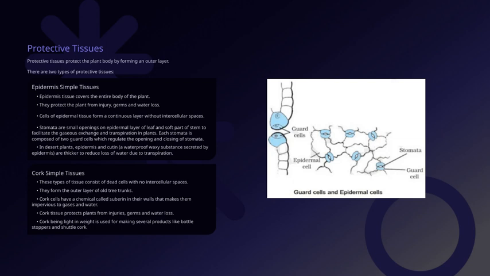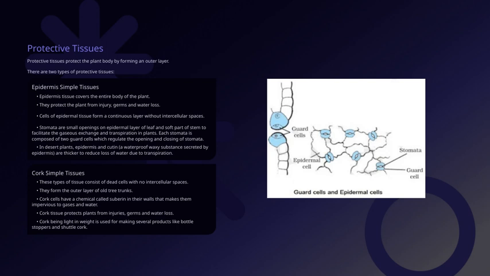The cells in the epidermis form a continuous layer without any intercellular spaces, which helps maintain that protective barrier. You'll also notice tiny openings on the epidermis called stomata. These are small pores found on the leaf surface and the soft parts of stems. Their main function is to facilitate gas exchange and transpiration, which is how plants lose water.